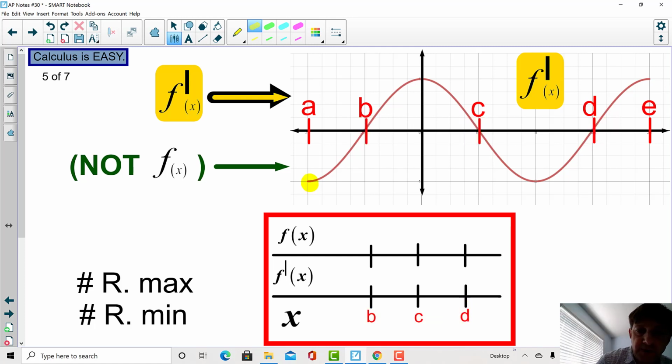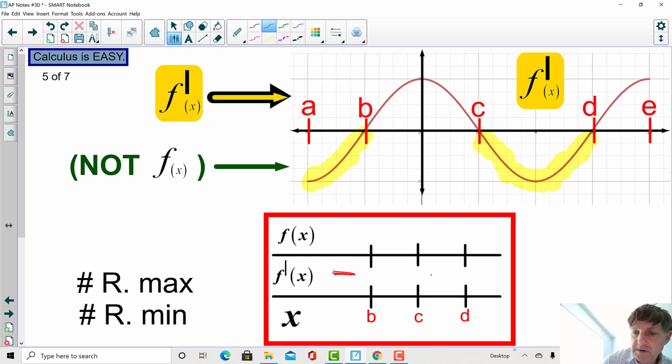Okay, I want you to notice that our function is negative before you get to b. So we're going to put negative for our derivative. It's also going to be negative between c and d. So we can put negative for the derivative between c and d. Then you'll notice our derivative is above the x-axis, so that means positive between b and c. So we can put positive. We're also positive between d and e. So we'll put positive for the derivative over here.